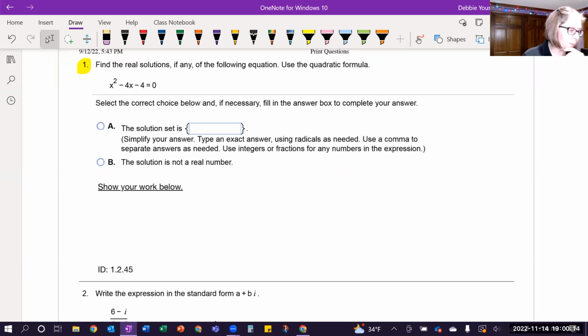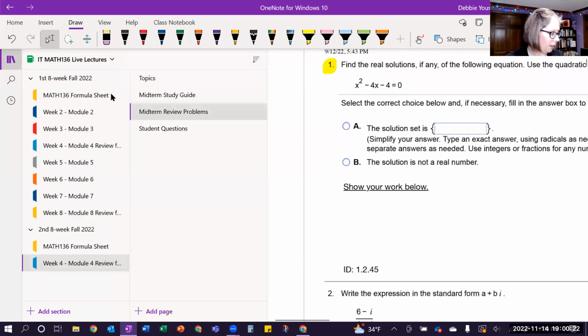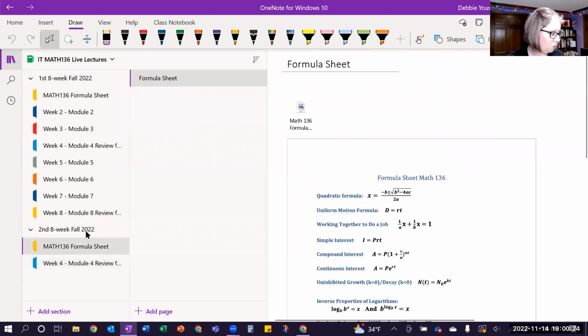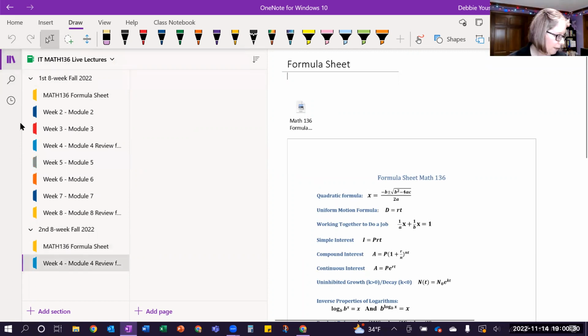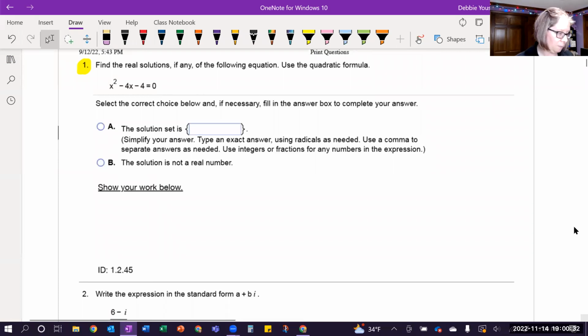So use the quadratic formula. First of all, you have to know the quadratic formula. You do have a formula sheet for the test. I can't remember if it's on there or not. The quadratic formula is something you should really know. Yep, it is on the formula sheet, so you're in luck. But it's really a good thing to have memorized anyway, because you use it so much in math.